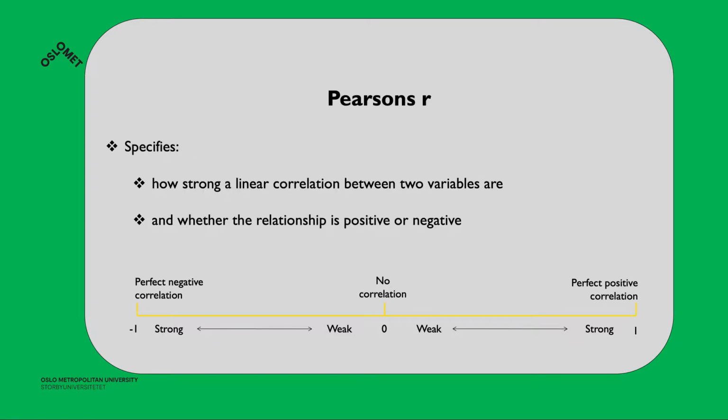Pearson's R specifies how strong a linear correlation is between two variables and whether the relationship between them is positive or negative. And again, if Pearson's R is minus 1, then it's a perfect negative correlation. If it's 0, it's no correlation, and 1 is a very strong perfect positive correlation. And then you have values all in between minus 1 and 1. And we're going to look at some examples later on.